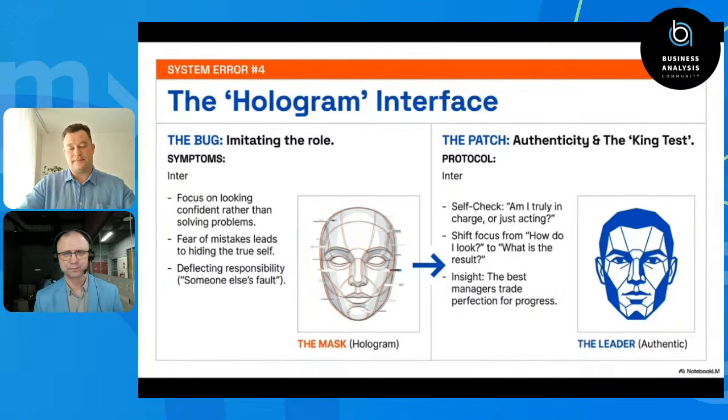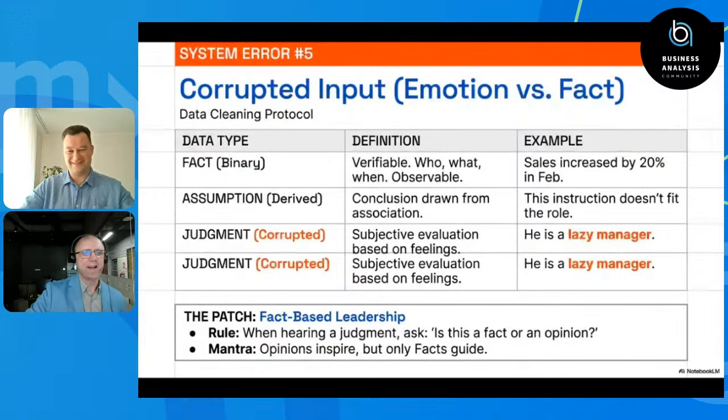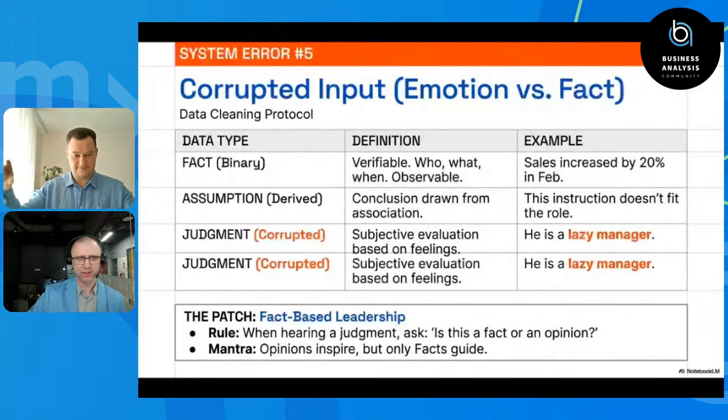So let's go forward, because we are time limited. And the fifth system error. So, what about the fact-based leadership concept, and what is the connection with the corrupted input? Yeah. So the first mistake is mostly about relying on emotions and judgments, because we are all living creatures, and we feel different emotions and feelings. So this is the common trap.